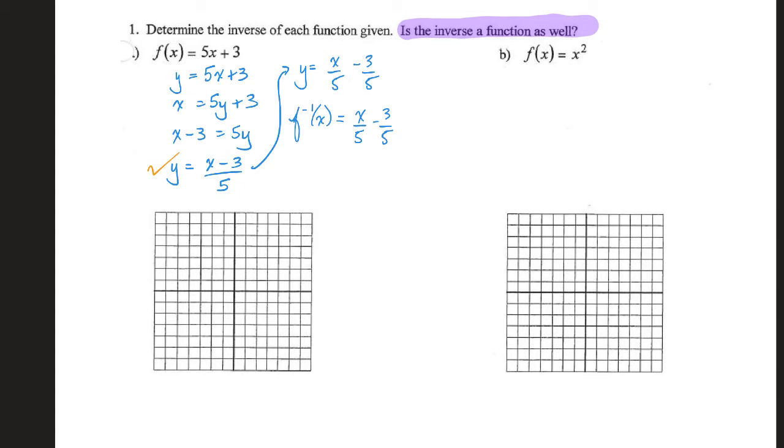of each one of those. The original function f and the inverse of f. Okay, pause it now. Okay, we should be good.